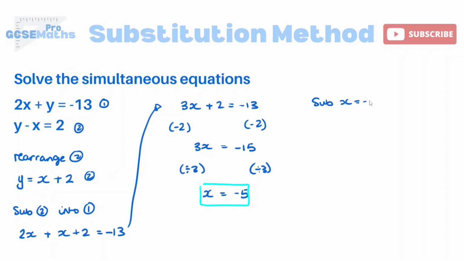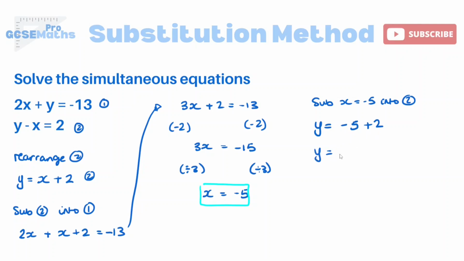So sub x equals minus 5 into equation 2. So we've got y equals, now where it says x, I'm going to put minus 5 in this case, plus 2. So I've just substituted it into this one, okay, just so you can see where that's come from. And now I don't even need to rearrange it, do I? I just need to solve it.